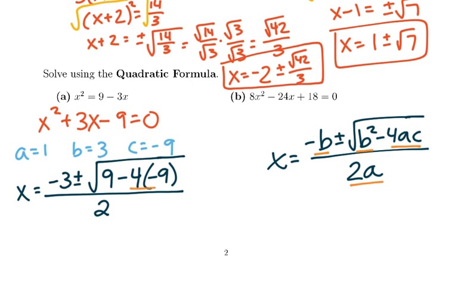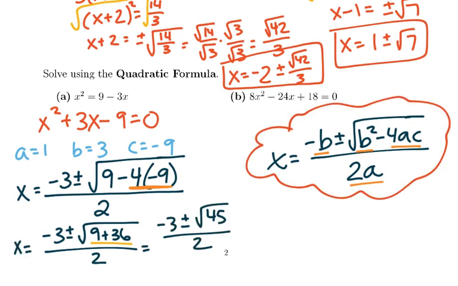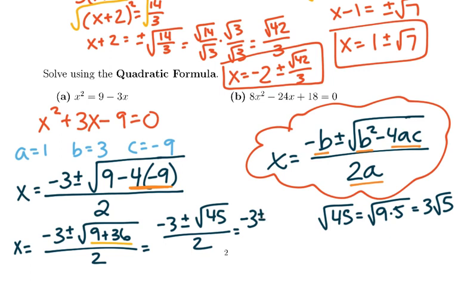Your next step is going to be to multiply these two quantities together. Becomes plus 36 all over 2. Your next step is to simplify inside the radical. I would be done at this step here, except the square root of 45 does simplify. So you always want to simplify your answer as much as possible. The numerator and denominator do not have any factors in common, so this is fully simplified.